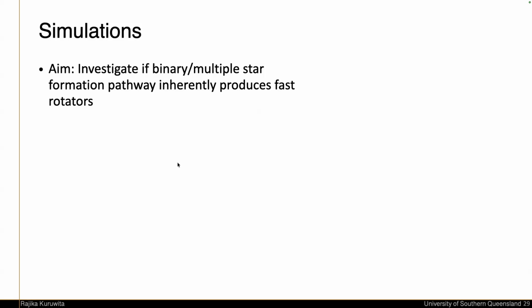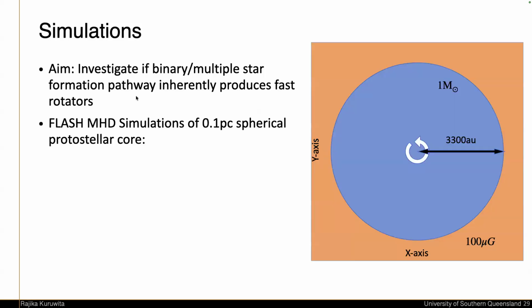And the way I did that is I did simulations. I used the FLASH magnetohydrodynamic code. I started with a 0.1 parsec pre-stellar core, because the star hadn't formed yet, so it kind of looks like this. It had a mass of 1 solar mass and it's rotating, and there was a magnetic field threaded along the x-axis.